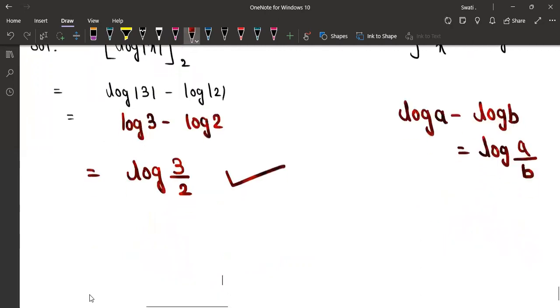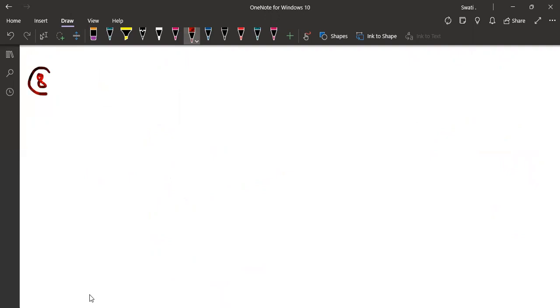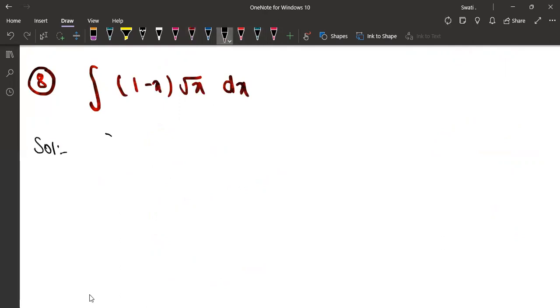Let's write down the 8th one. In the 8th question, we have to simplify the integration of 1 minus x root x dx. This is a very simple question. It looks difficult, but it is not at all difficult. Using the distributive property, I can multiply root x with 1, which gives root x, minus root x with x. What is x into root x? Let's write root x into root x.